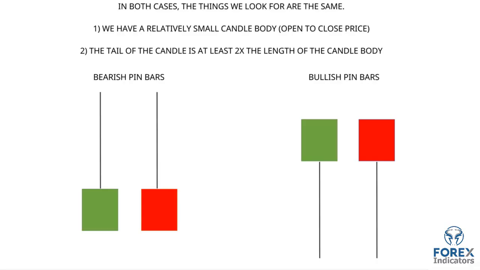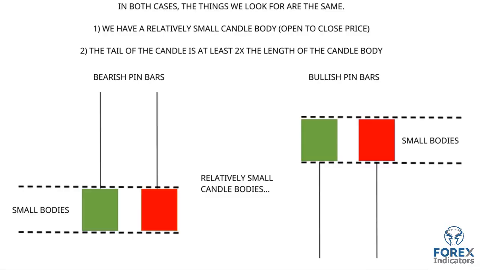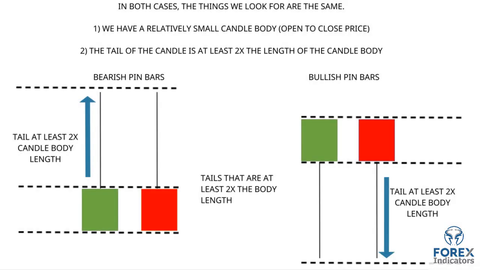In both cases, the things we look for are the same. 1. We have a relatively small candle body, open to close price. 2. The tail of the candle is at least 2 times the length of the candle body. All of these candles have small bodies. The tail of each is at least 2 times the length of the candle body.